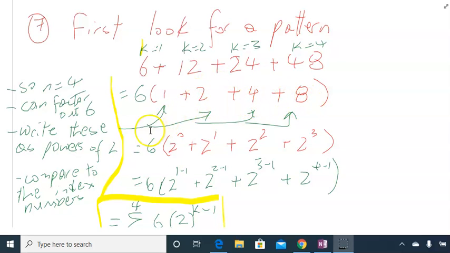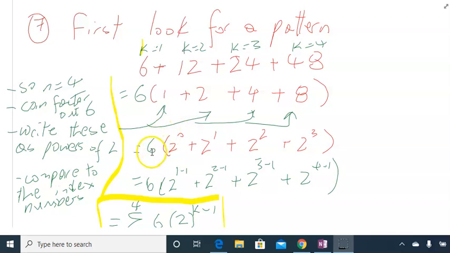So these are all powers of 2. How do you write 1 as a power of 2? 2 to the 0 gives 1. 2 to the first power gives 2. That's 2 as a power of 2. 4 is the same as 2 to the second power, and 8 is the same as 2 to the third power. It can be written that way.